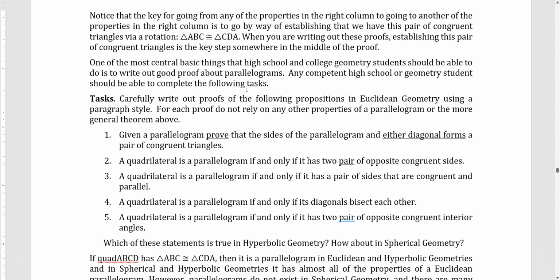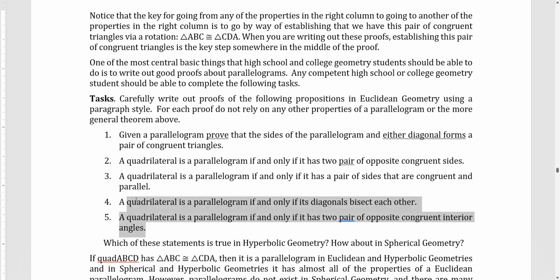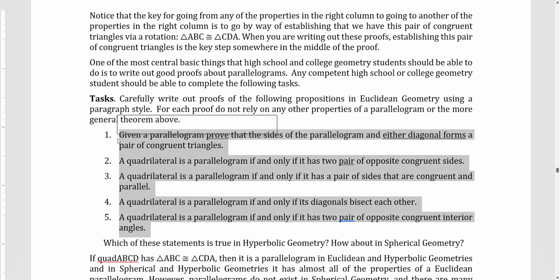One of the most central basic things that high school and college geometry students should be able to do is write out a good proof about parallelograms, right? Any competent high school or college geometry student should be able to complete the following tasks. The proof that I did actually includes a proof of all these, but you should be able to take each one of these and, without relying on any of the other properties of parallelograms, write out a good little proof of this. It won't be as complicated as what I just did because there won't be as many moving parts. It'll be like one little piece of what we did earlier.